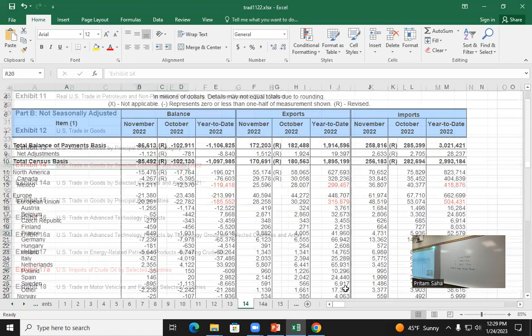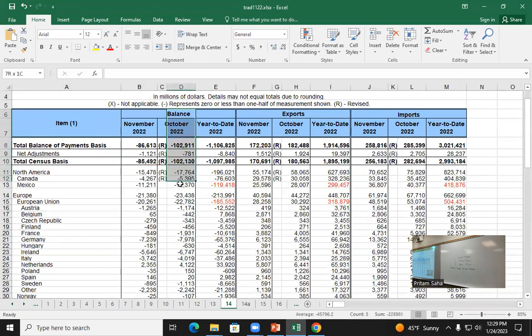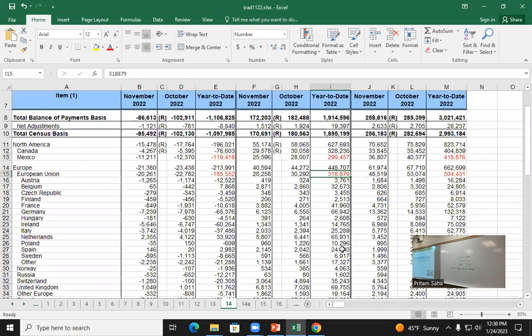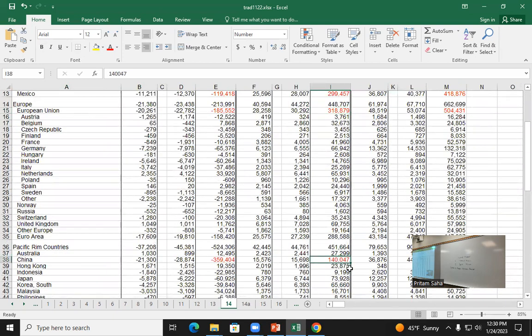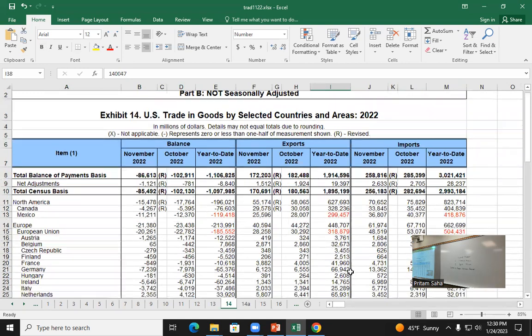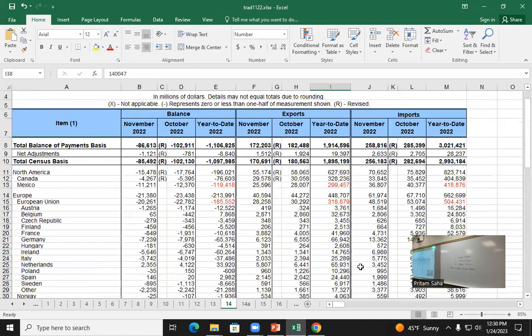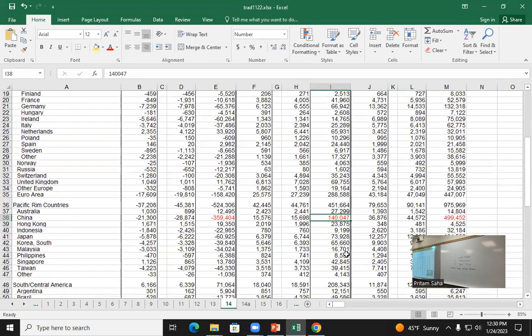So if you go there, this is basically the balance. This is export, this is import. So if we look at export, the largest are Mexico, European Union, China. So US exports mostly to the European Union and Mexico, then China. When it comes to export, the European Union and Mexico come before China.